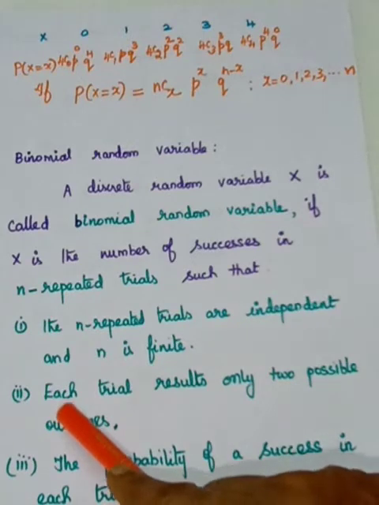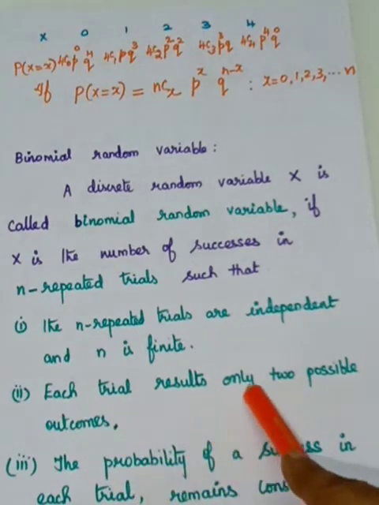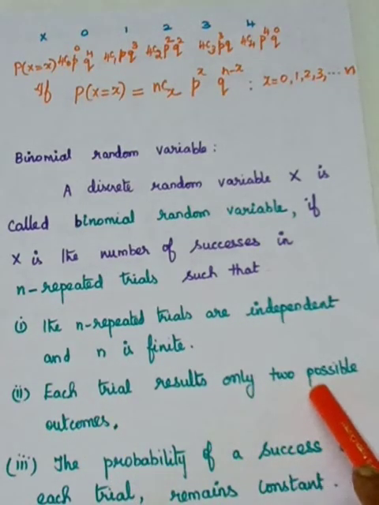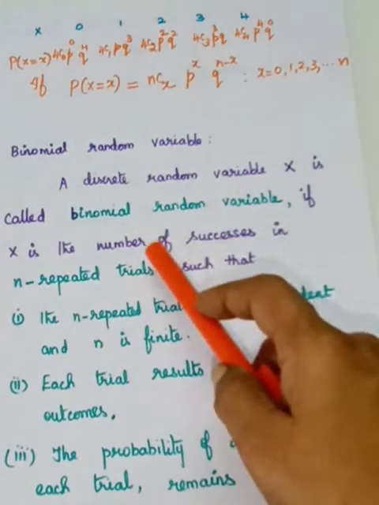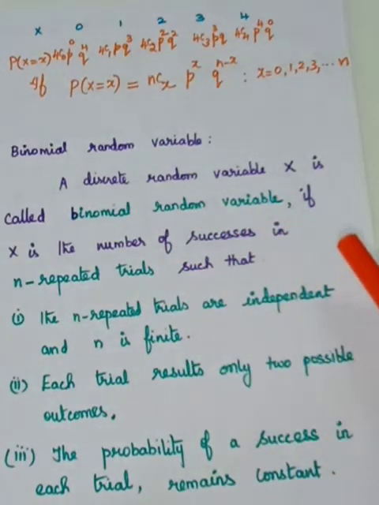Second, each trial results in only two possible outcomes: one is success, the other is failure. The third condition is that the probability of success in each trial remains constant. We denote the probability of success as p, so p remains constant in each trial. Then the random variable is called a binomial random variable.